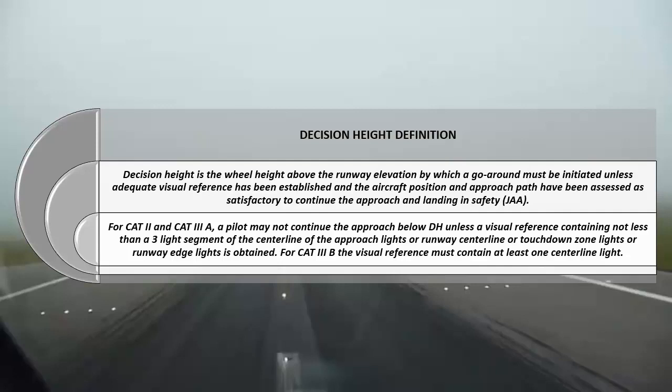For Cat 2 and Cat 3A, a pilot may not continue the approach below decision height unless a visual reference containing not less than a 3-light segment of the centerline of the approach lights or runway centerline or touchdown zone lights or runway edge lights is obtained. For Cat 3B, the visual reference must contain at least one centerline light.